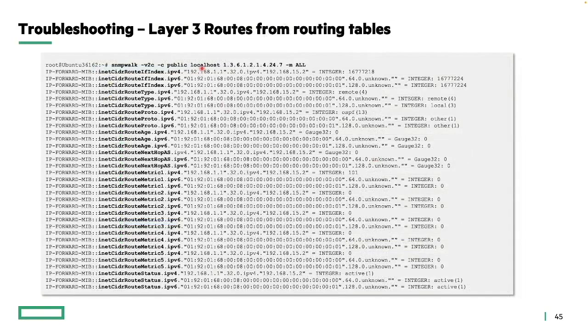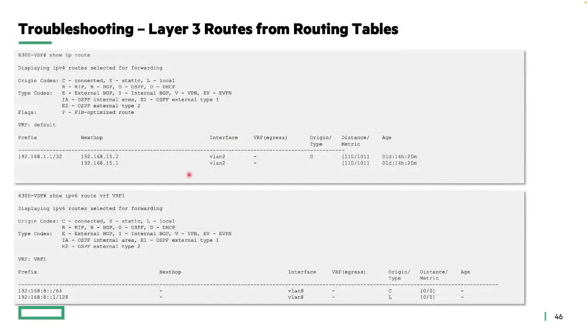Similarly, for layer 3 routes, from the routing table, you can SNMP walk and you'll see all those components, the parent name, the child name, and then you will see those entries of the routing table with the next hop and other details. You cross-check that with the show IP route and show IPv6 route VRF, and you'll see 192.168.1, 115.2, and here the IPv6 entries.